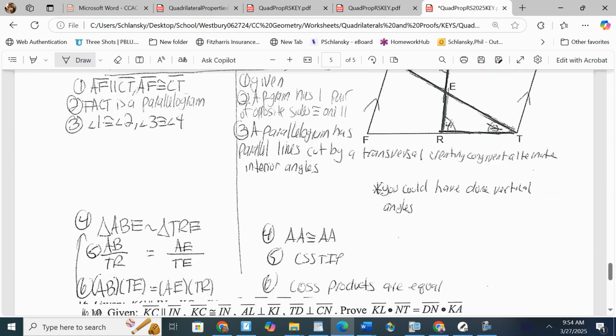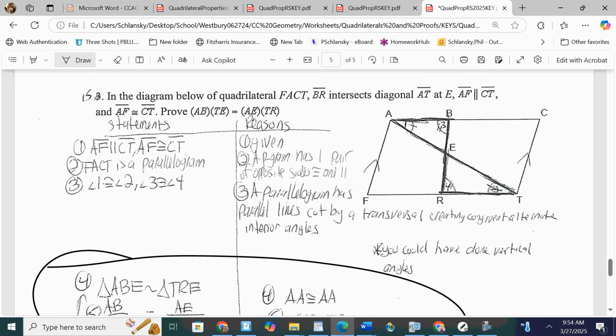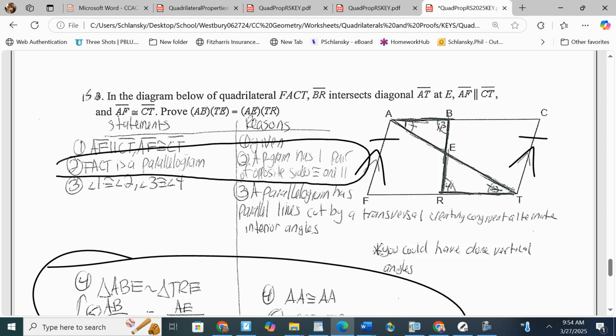Now that I have that, I start back up at the top. So again, that is this right here. I know I'm going to have to prove a parallelogram. So it's giving me that AF is parallel to CT and AF is congruent to CT. Well, that's one of my 5 parallelogram pictures. So once I have that, I can state that it's a parallelogram. A parallelogram has one pair of opposite sides congruent and parallel. If you don't know your ways to prove a parallelogram, you can't do this.